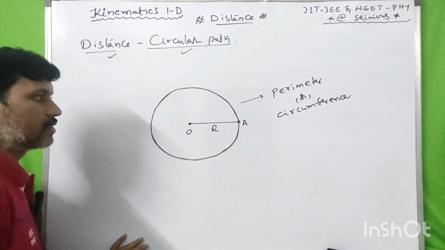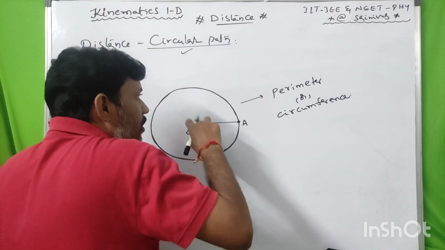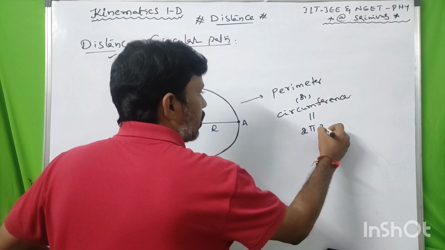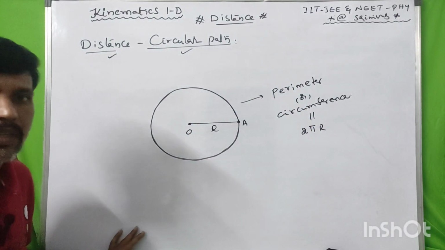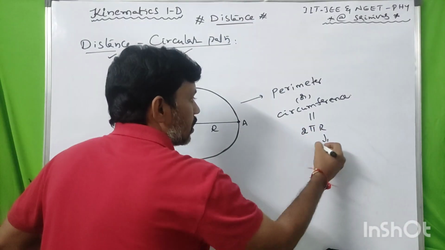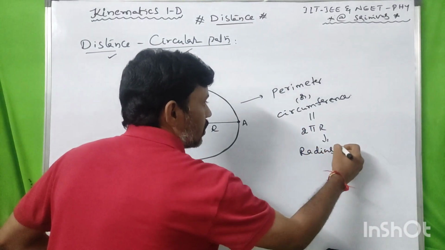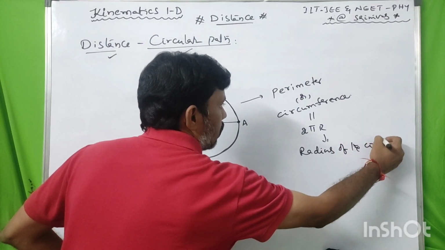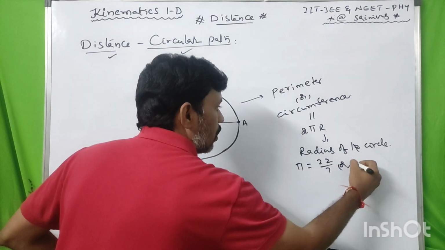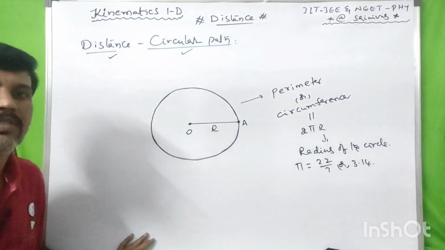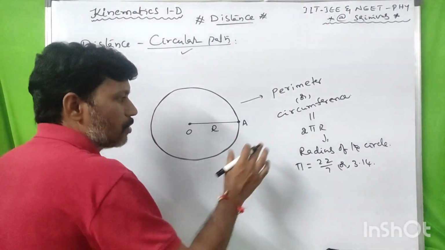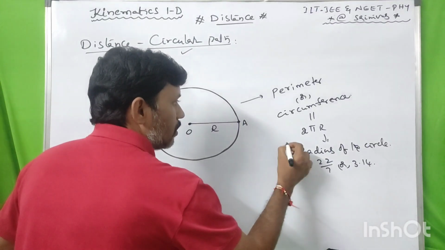We know that the perimeter or circumference of the circle is 2 pi r, where r is the radius of the circle. And the pi value, let us take 22 by 7 or 3.14. Those are the values we use when doing the calculations.